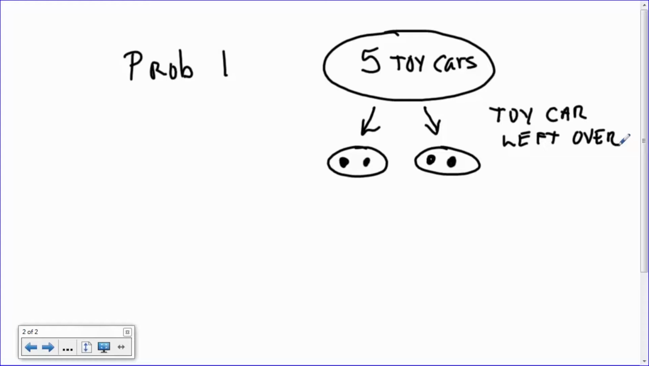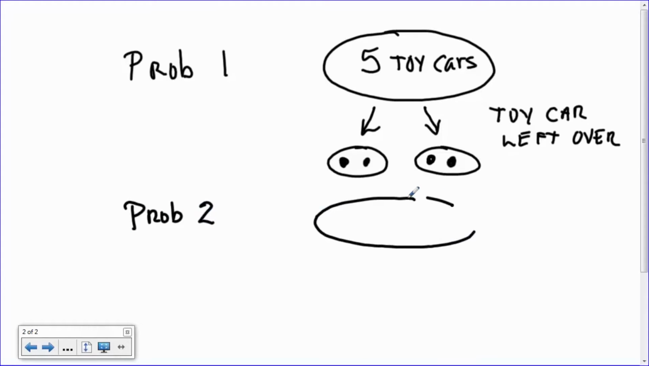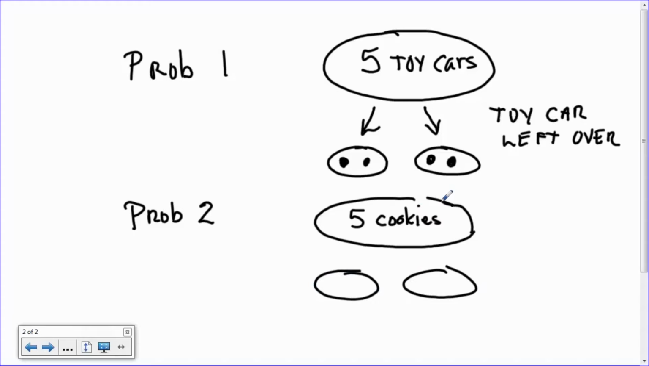Now, problem 2 is you don't have 5 toy cars, you have 5 cookies. And now you're going to distribute those to 2 kids. And once again, they'll probably distribute the cookies one at a time. So they'll distribute a cookie here, and here, and here, and here. They'll look back and see that they have a cookie left.